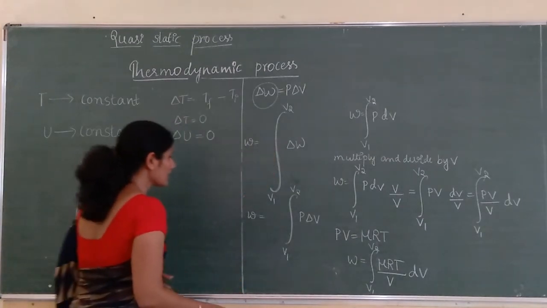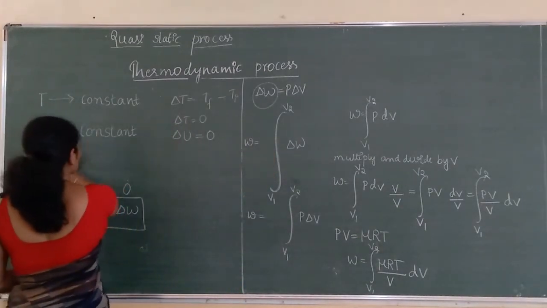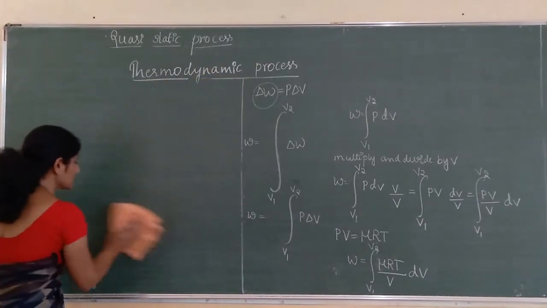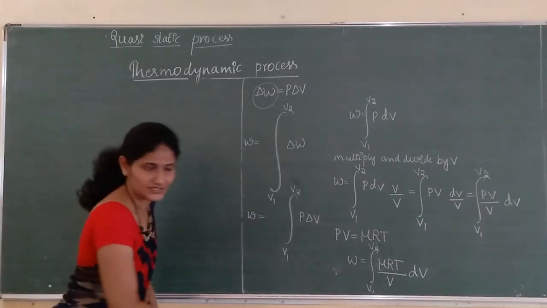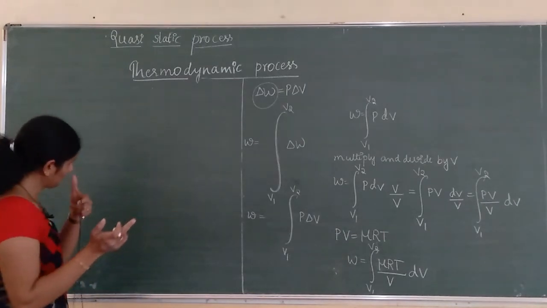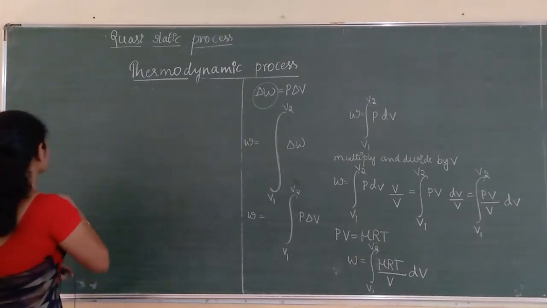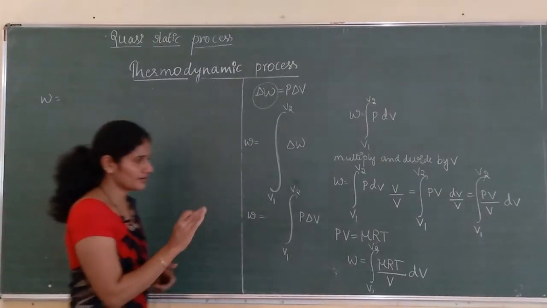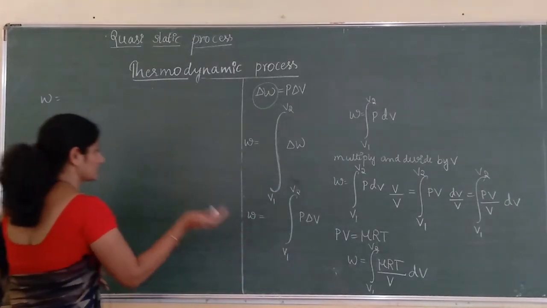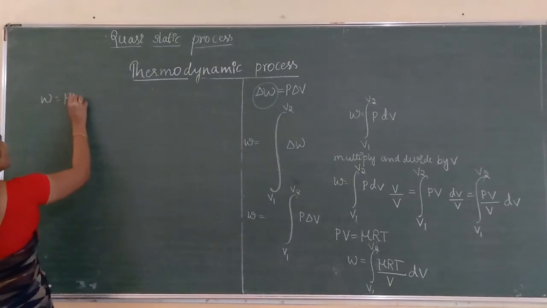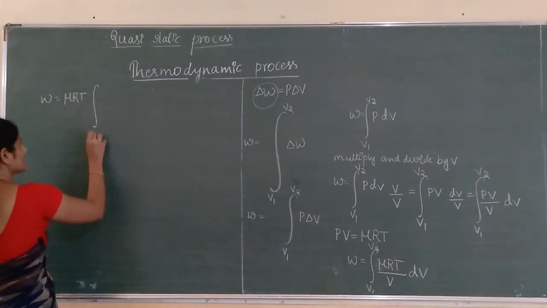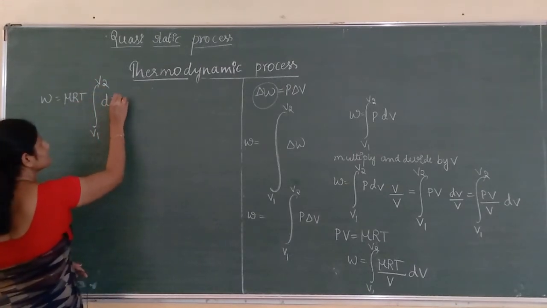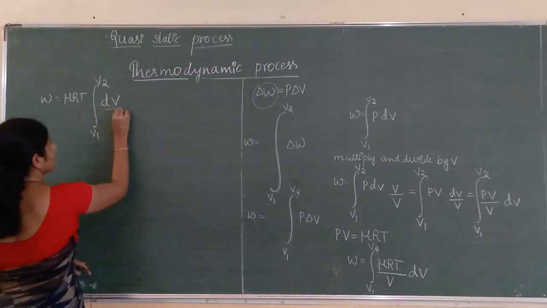Here mu, R and T all are constants. So we are not integrating constants here, we are integrating only the variables. So take all the constants outside the symbol. W is equal to mu RT, integration V1 to V2, into dV divided by V.